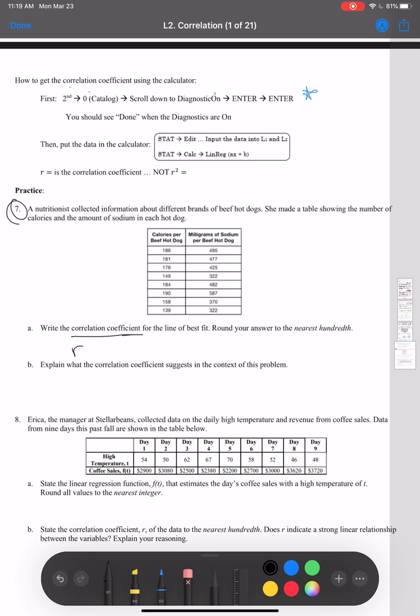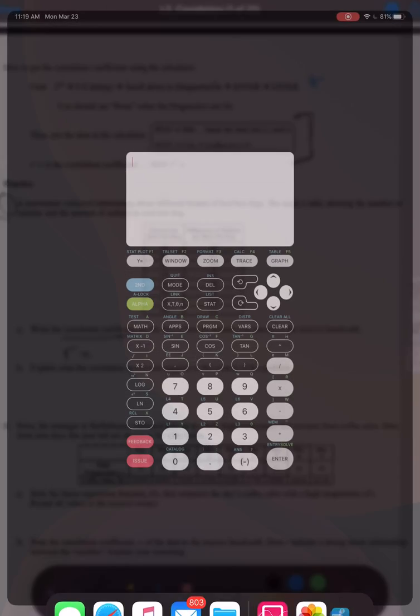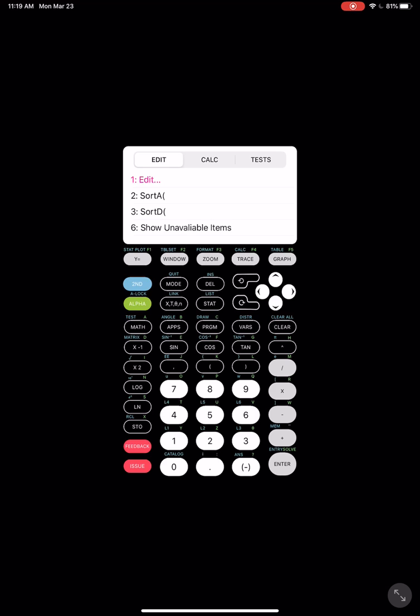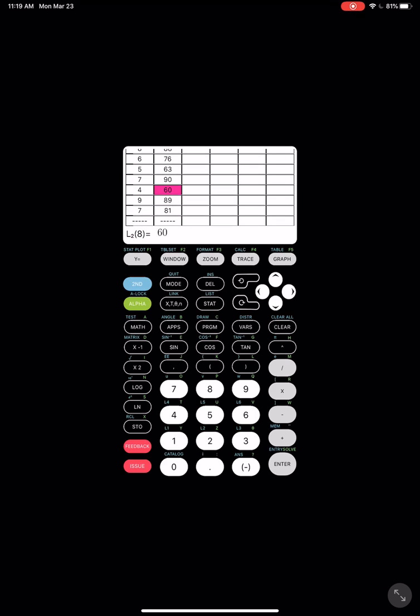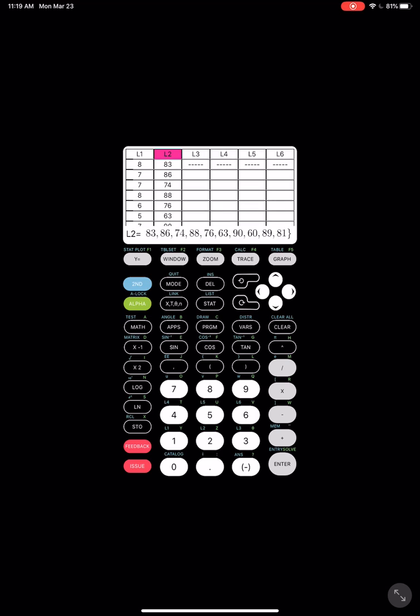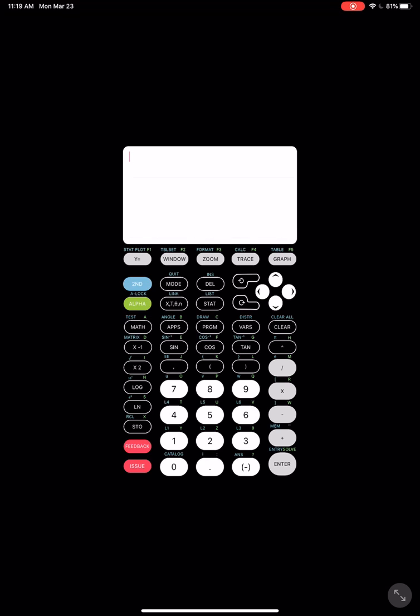So our goal is to get r equal to something. And the way we're going to do that is by doing these steps here. We're going to hit stat, edit, and then we'll go from there. Okay, so let's go to the calculator. We're going to hit stat, edit, and you can see I have values in the calculator from the last lesson, so just to clear those out. I uploaded a video on how to use your calculators.